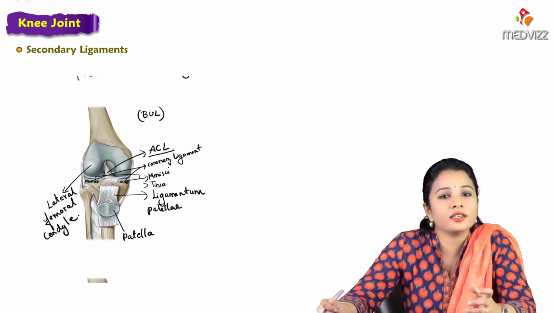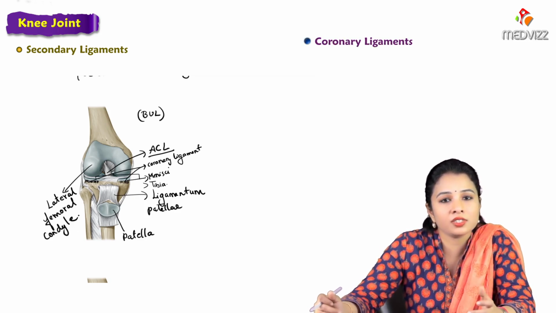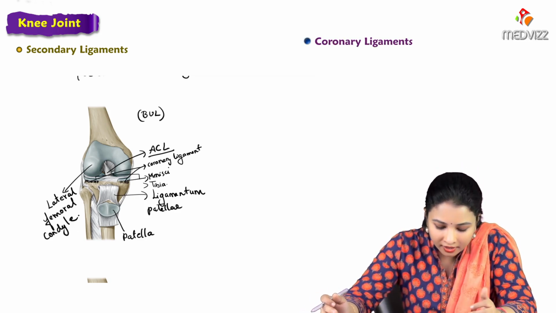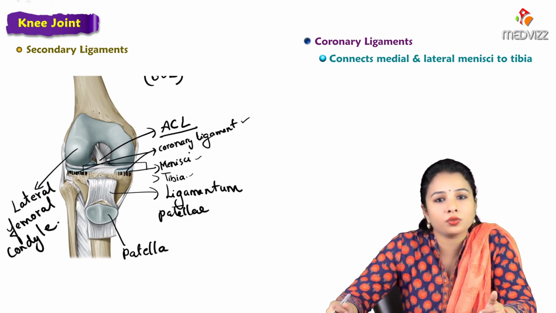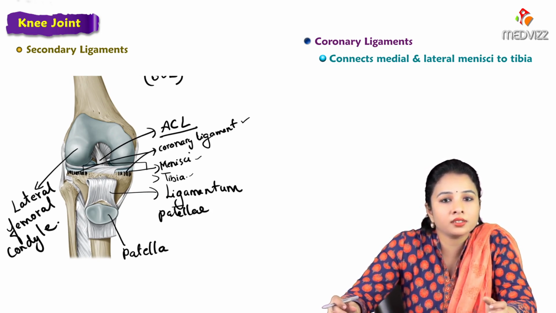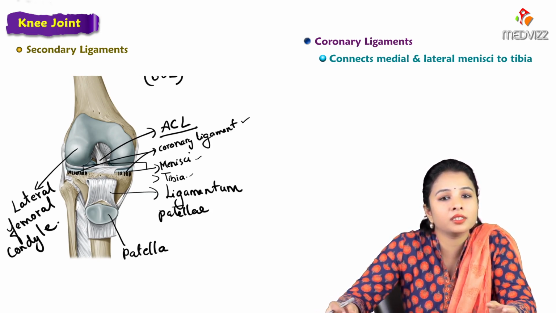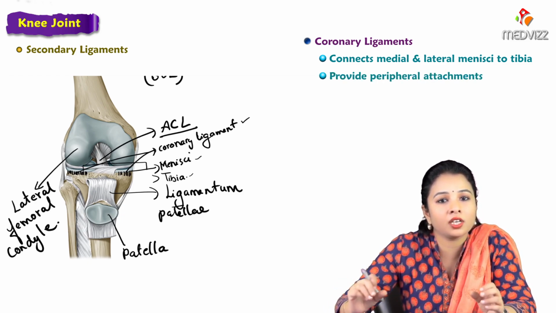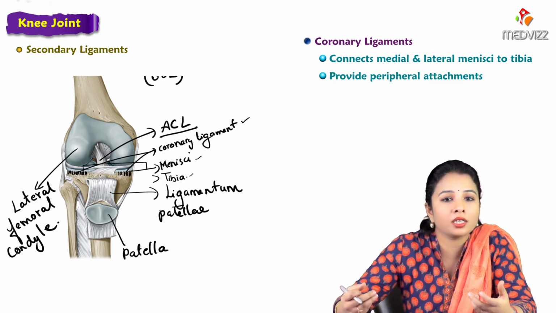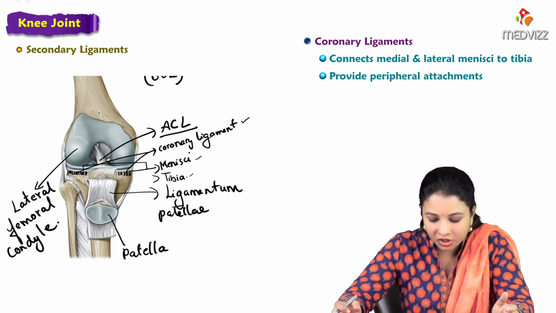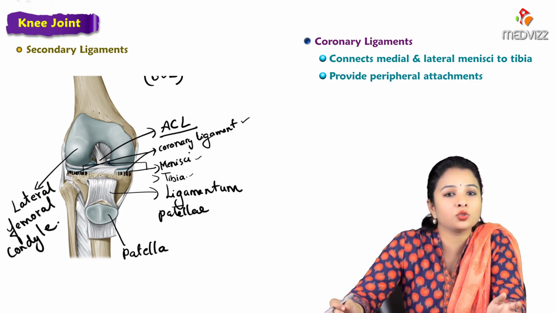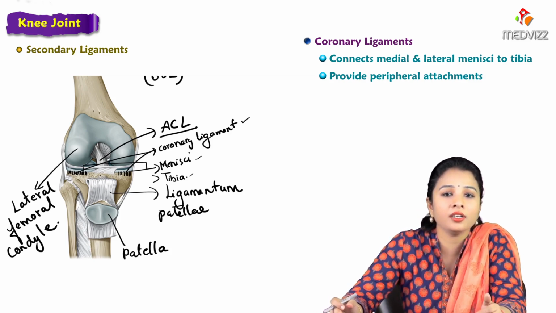The last secondary ligaments are the coronary ligaments, which I have already discussed. These coronary ligaments connect the menisci, the lateral and the medial meniscus, with the tibia. So they provide peripheral attachments along the peripheral margins of the medial and lateral menisci to the tibia. And as we mentioned earlier, there are two coronary ligaments, medial and lateral.